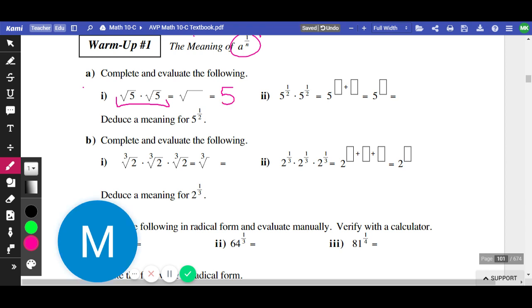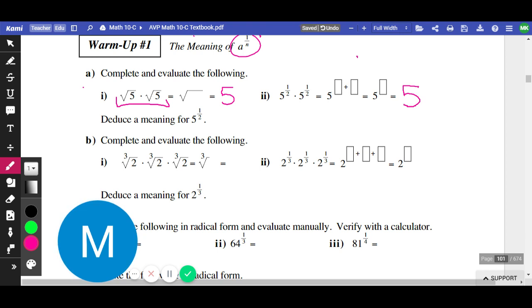Awesome. Now we're going to try 5 to the power of 1/2 times 5 to the power of 1/2. So 5 to the power of 1/2 times 5 to the power of 1/2. And you get 5.